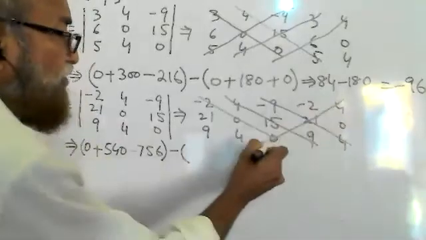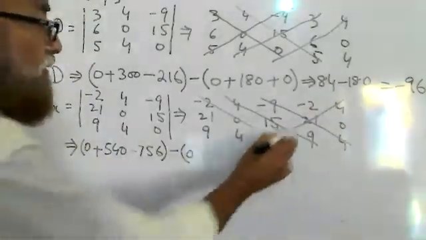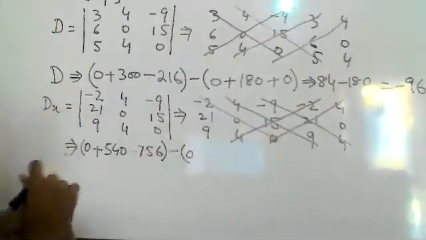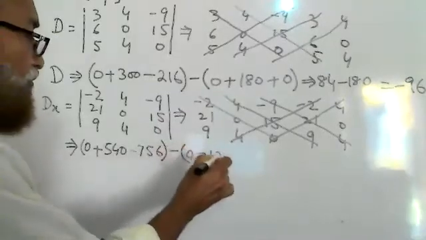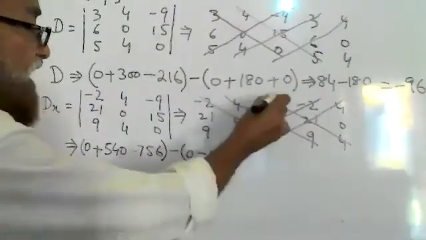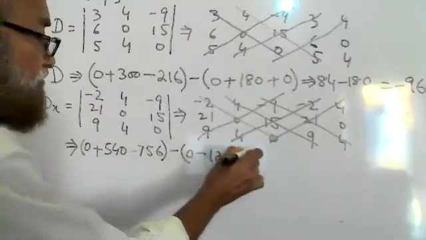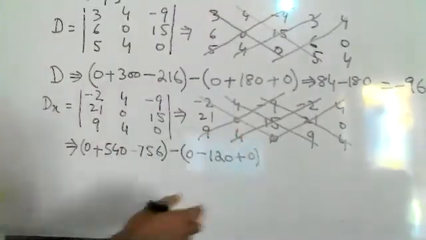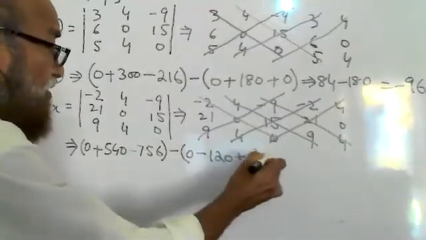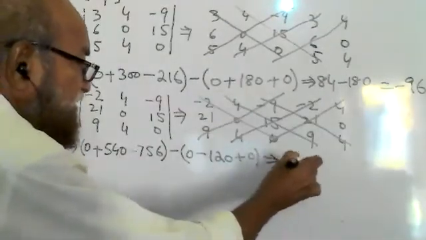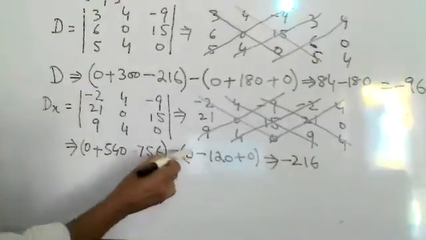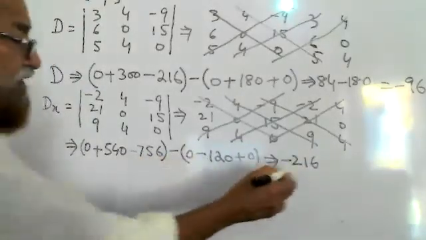4 into 21 into 0 will be 0. Minus 2 into 15 into 4, minus 30 into 4, minus 120. Then minus 9 into 0 into 9 will be 0. It will become 540 minus 756, minus 216. This minus into minus 120 will be plus 120.